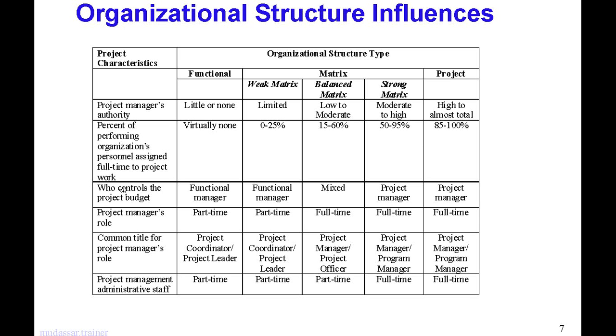Who controls the project budget? In the functional organization, the functional manager will always take care of that area, and in the weak matrix too, you will have the functional manager. On the other hand, the projectized organization and the strong matrix organization will have the project manager doing the work related to the budget. In the balanced matrix, there will be contribution from both types of managers.